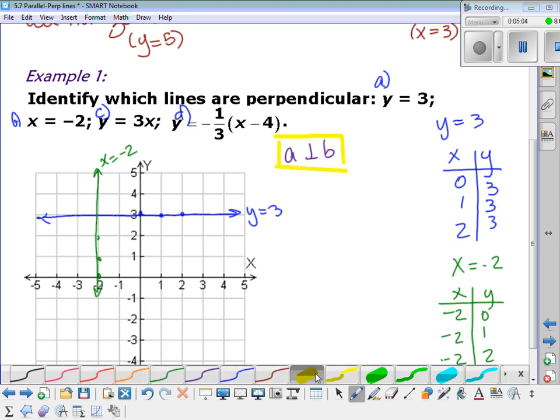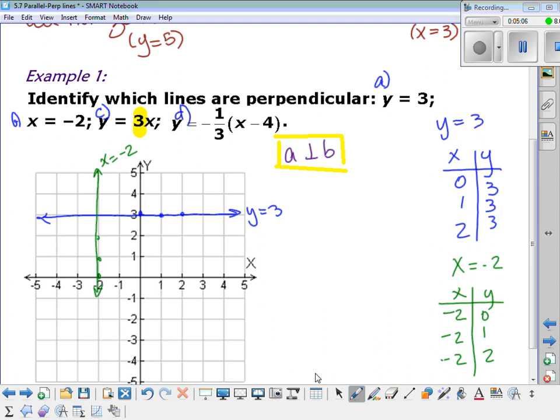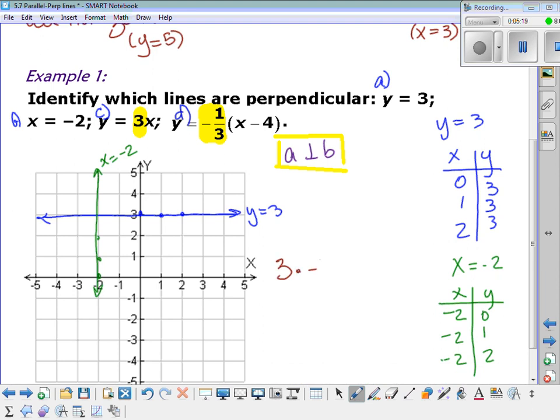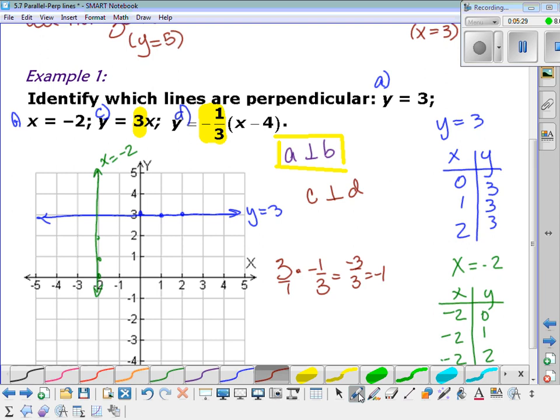On line C, I have a slope of 3, and line D, I have a slope of negative 1/3. So are those opposite reciprocals? Yeah, they are. And you can also always check the product, too, and just see 3 times negative 1/3. That's negative 3/3. That equals negative 1. So you know that those are perpendicular. So C is perpendicular to D as well.